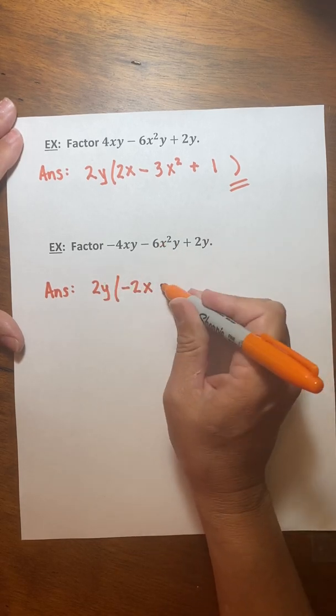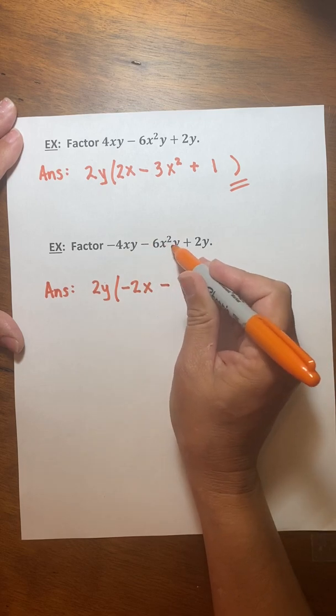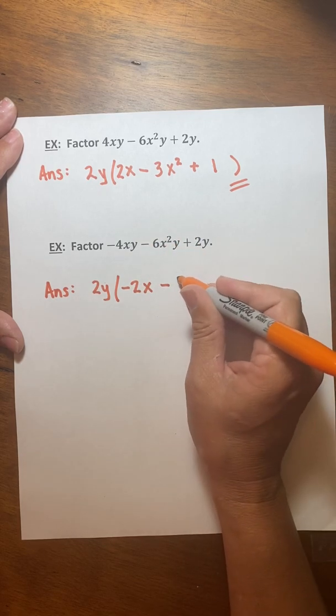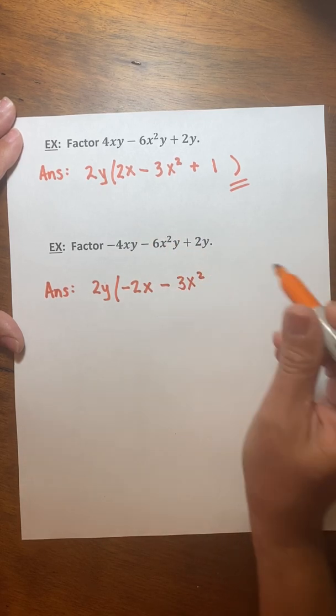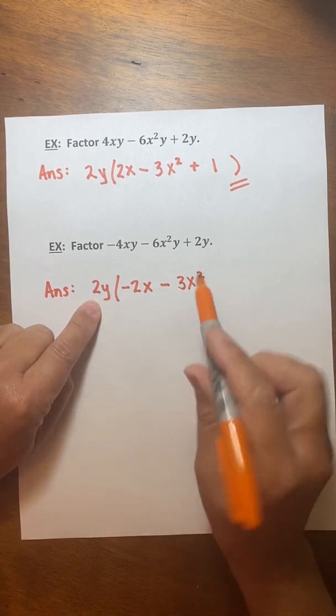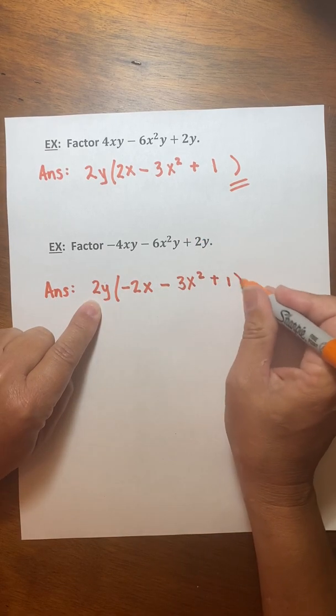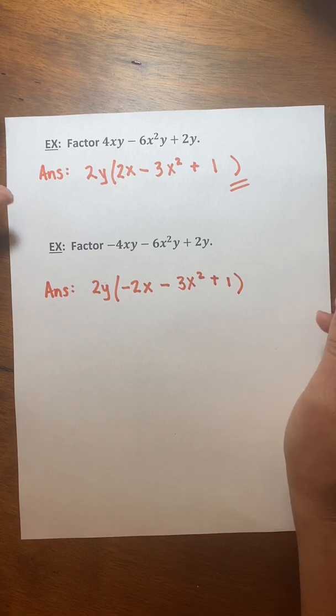So minus 2y times 6x squared y would be minus 3x squared. And again, you can distribute to see. And then we would have the plus 1. Right, so this is one answer.